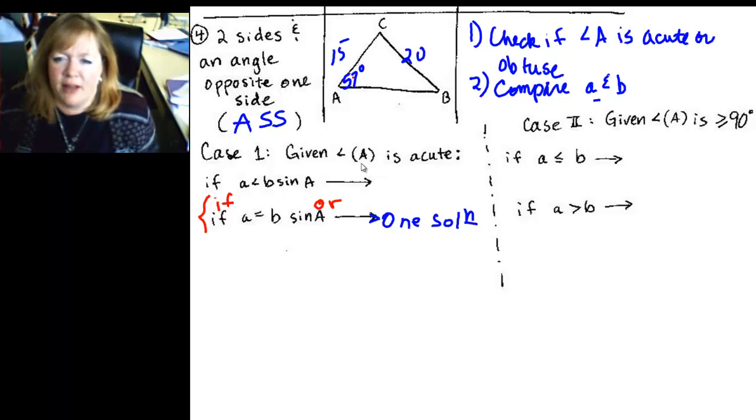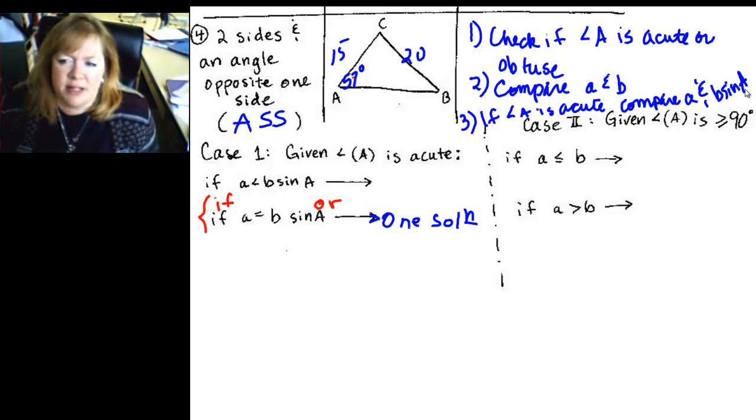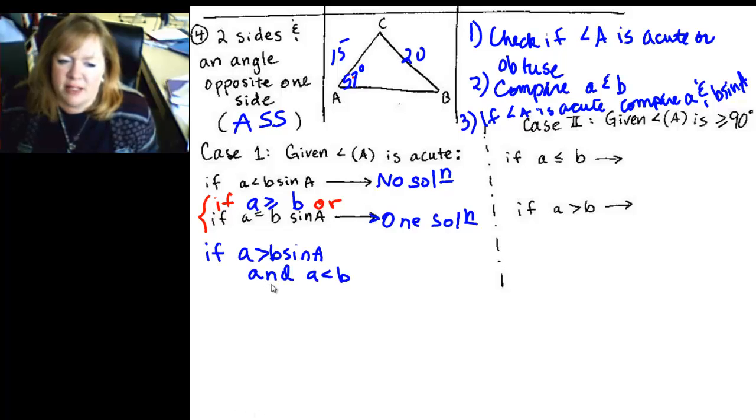Case 1, if angle A is acute, you check A less than B sine A. You compare A and B sine A and see which is bigger. So if A is less than B sine A, that's not possible. There's no solution. If A is greater than or equal to B, or A equals B sine A, it's one solution. If A is greater than B sine A and A is less than B, there's two solutions.